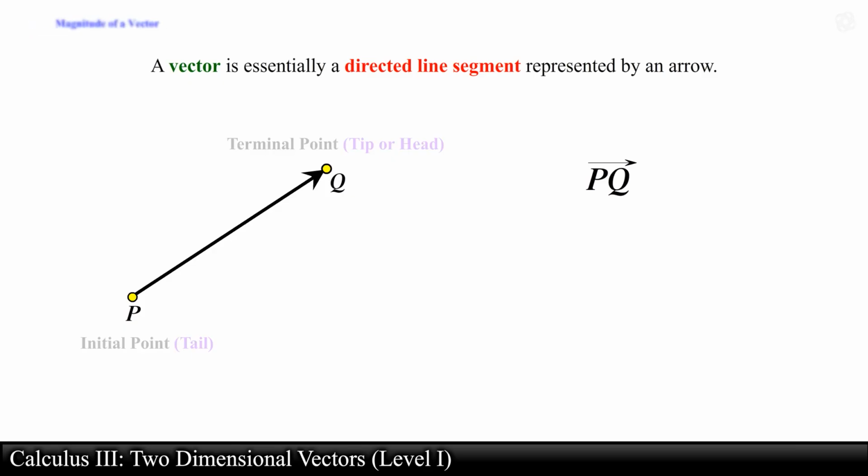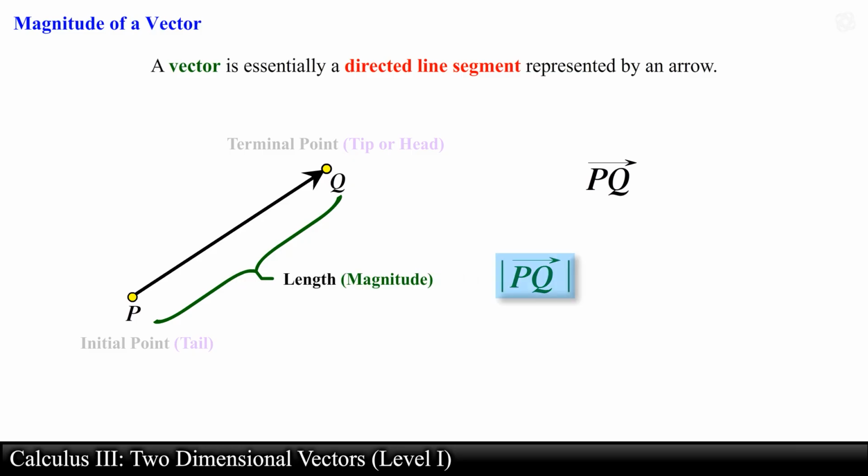Similar to a line segment from geometry, vectors have a definite measurable length. The length of a vector is referred to as the magnitude of the vector, and is denoted as follows, using the absolute value symbol, or by using double vertical bars as follows. In these videos, I will use the double vertical bars to denote the magnitude of a vector.